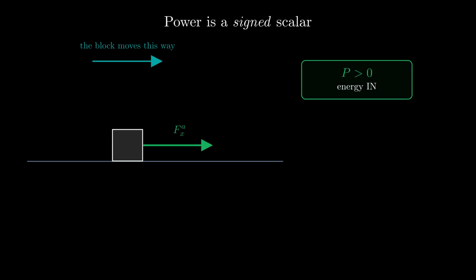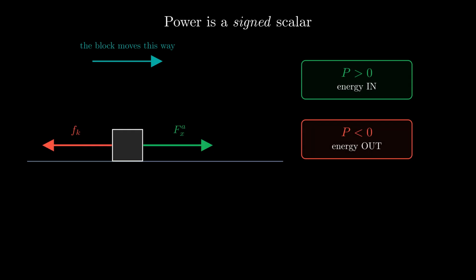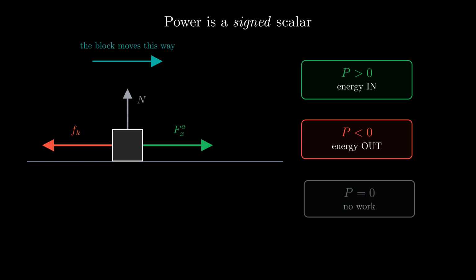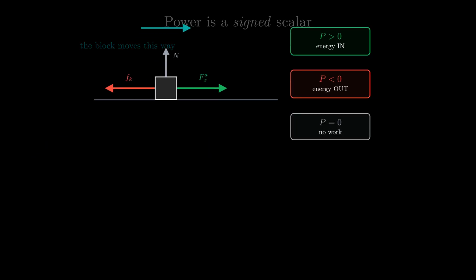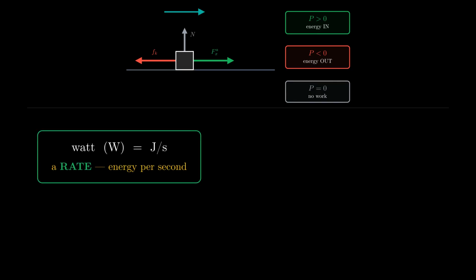A force component pointing along the motion delivers positive power. It feeds energy into the body. A force component opposing the motion, like kinetic friction, delivers negative power. It drains energy away. And the force perpendicular to the motion does no work at all. Zero power.